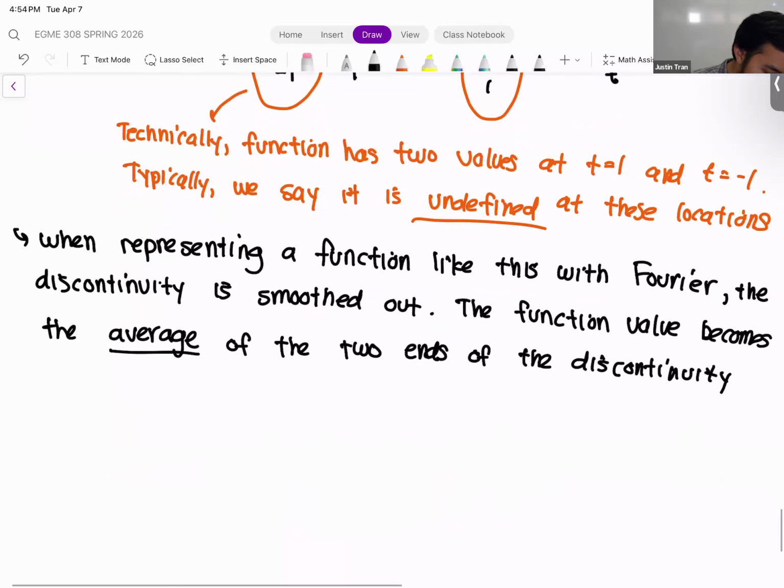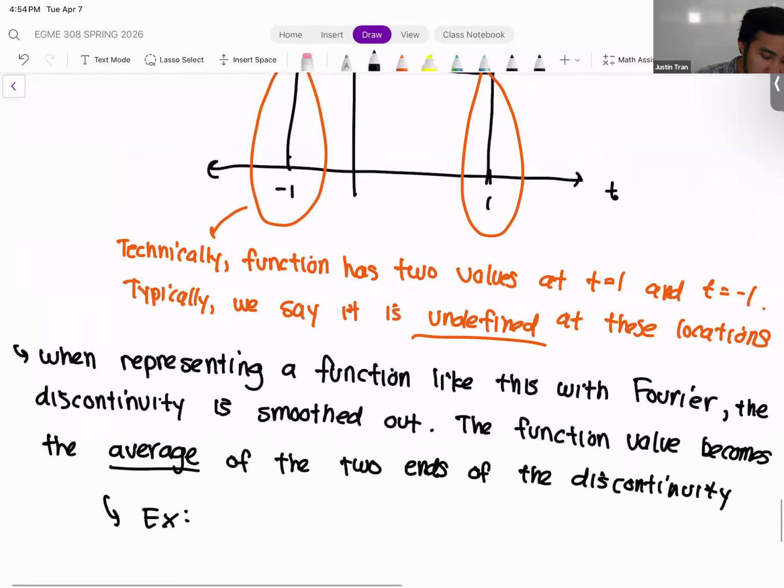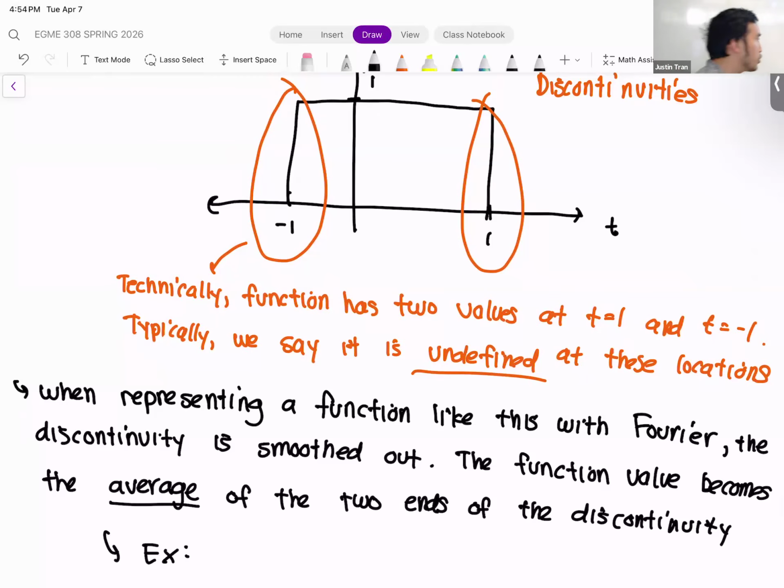Okay? So for example, for this function here, we have discontinuities at t is equal to -1 and t is equal to 1, right? So the function jumps from 0 to 1 and then 1, right? So the average between those two is just 0 plus 1 divided by 2, which is 1/2.